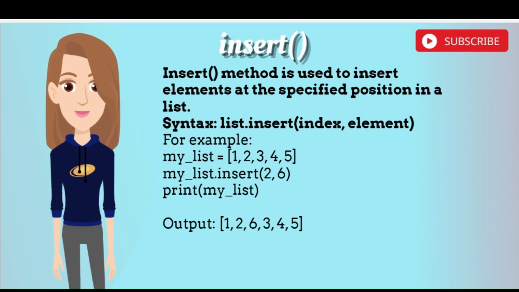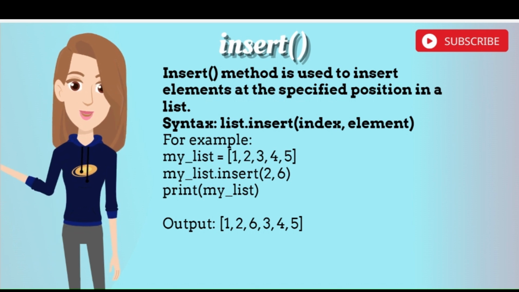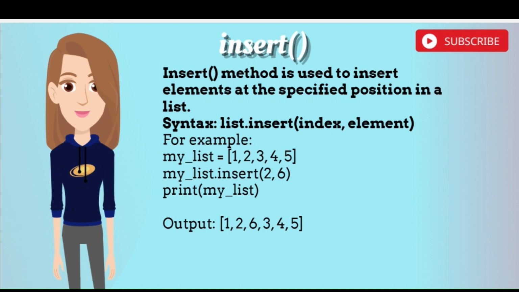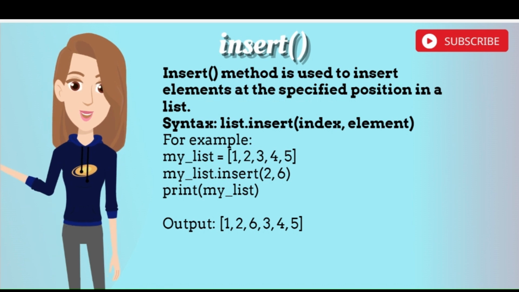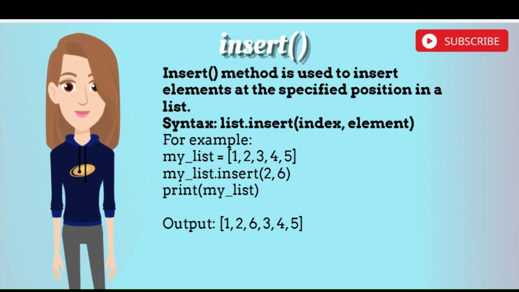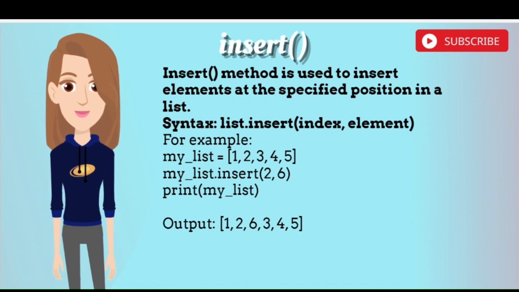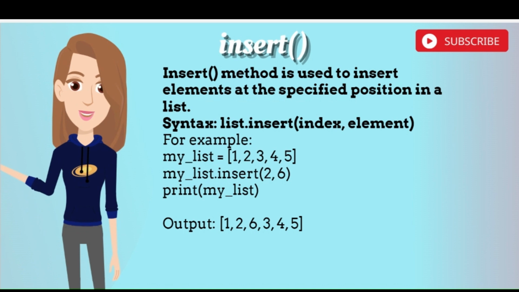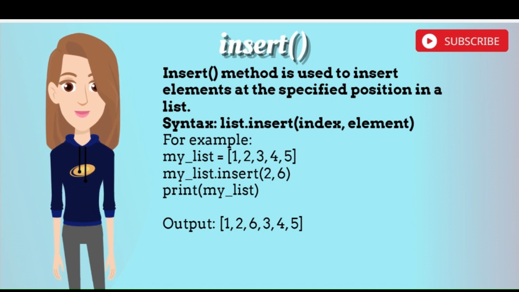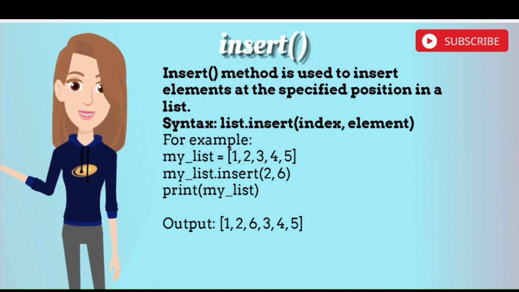Insert. The insert method is used to insert elements at the specified position in a list. Syntax: list.insert(index, element). For example, my_list = [1, 2, 3, 4, 5]. my_list.insert(2, 6). Print my_list. Output: 1, 2, 6, 3, 4, 5.